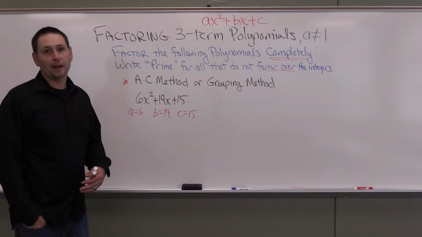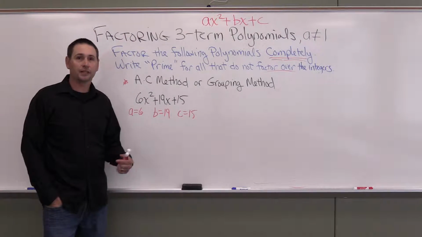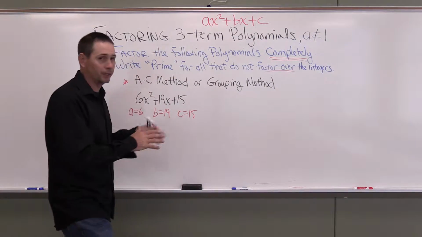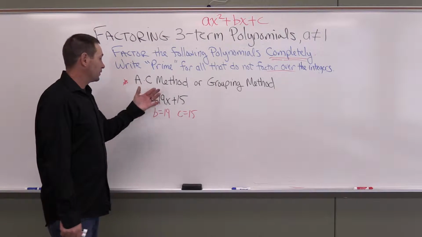Now we're going to look at factoring three-term polynomials where a is not 1 using the AC method, which some books call the grouping method. They mean the same thing. Either one is the same method. So that's why it's called the AC method.